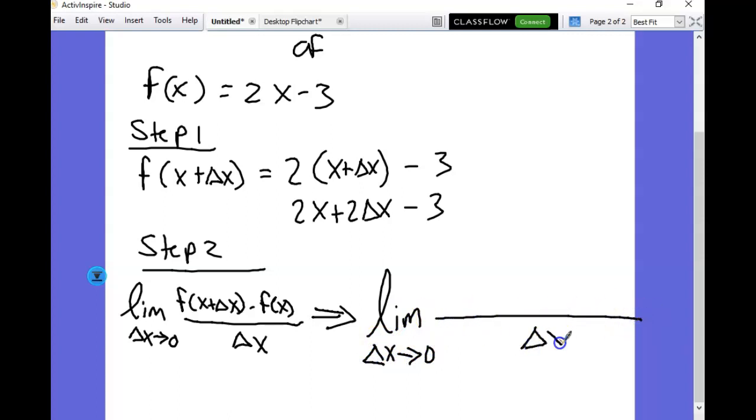So it's always going to look like this. What's going to change is what you put in these parentheses. So this is our y2. What did we get for our y2? Yep. And then over here goes f of x. That means your y1, the original function before you plugged in a little bit more. So what goes here is just the original function.